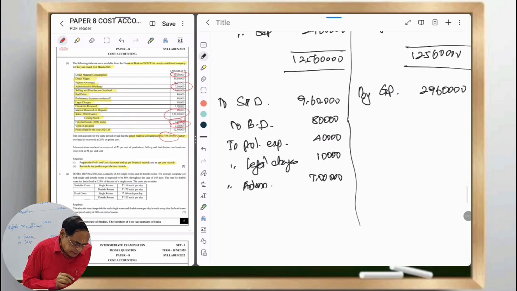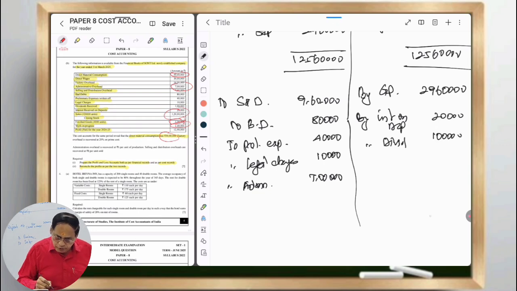And then one more thing, then income is there. Interest on deposits, interest received, how much? 20,000. And then dividend received, how much? 1 lakh. So if we balance, we will find out the net profit.